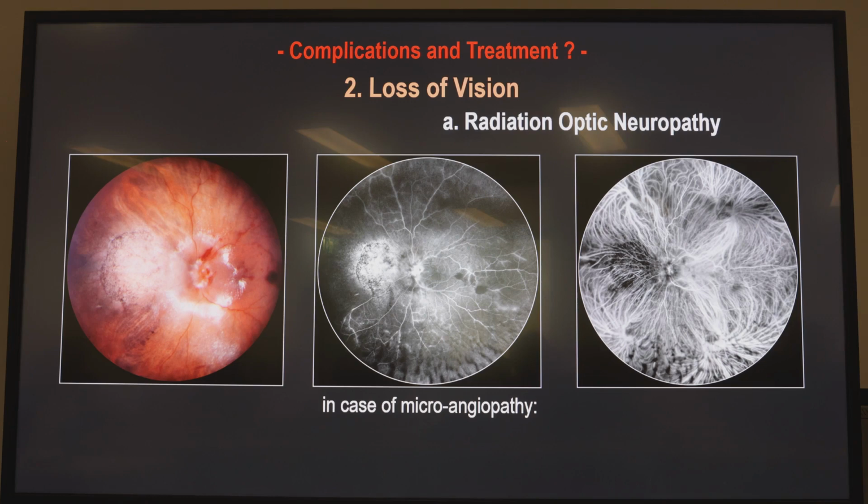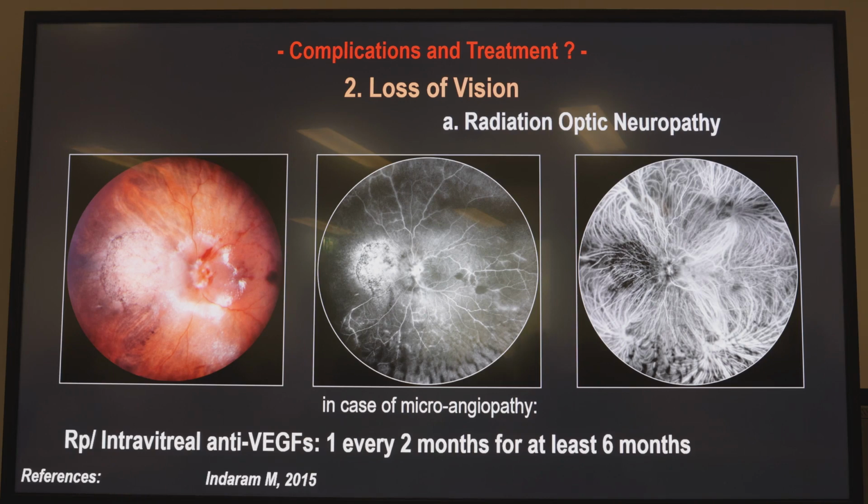When a big vessel has been closed, forget about it. But if it's only a microangiopathy, we discovered that intravitreal anti-VEGFs, again in an emergency, once every 2 months for at least 6 months, you can recover vision. And I am talking about counting fingers to 4/10. And you never know whether it will work or not, but it's always worth it.